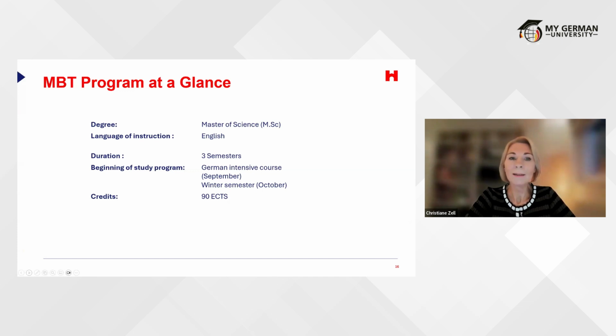Yeah, the program at a glance. You will earn a Master of Science after completion of the program. The language of instruction is English. The duration is 3 semesters. The beginning of the study program depends on whether you plan to attend an intensive German course. Then you will start in September, or if not, you will start in October in the next winter semester. In total, you will earn 90 credits.